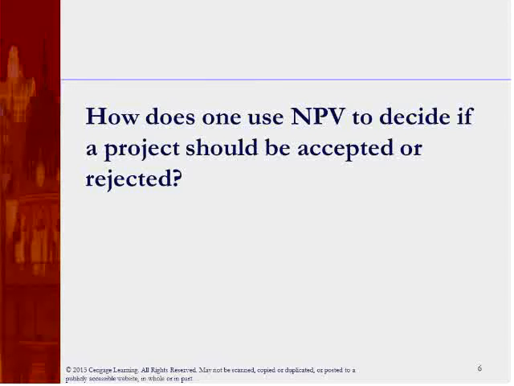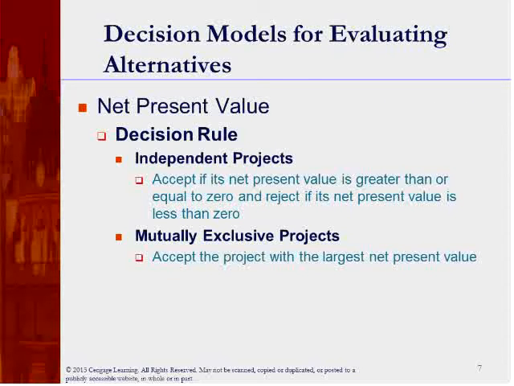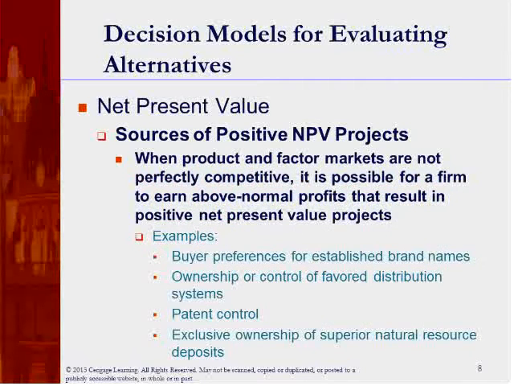Accept if NPV is greater than 0 and reject if less than 0. Why do they say 0, not 1? That's simple, because sometimes you accept a project even though it's not going to make you a profit. What it will do is add other benefits, like getting your name known to customers, things like that. For mutually exclusive projects, you accept the project with the largest NPV.